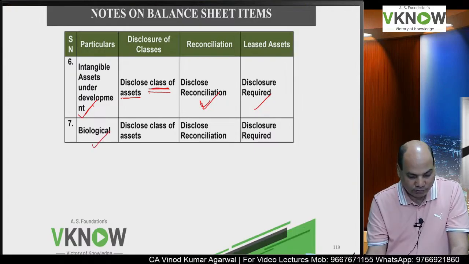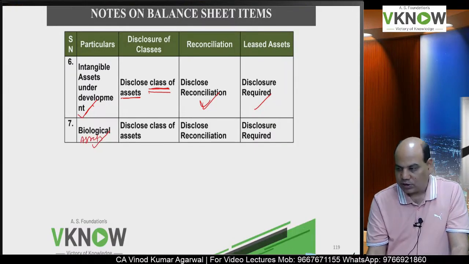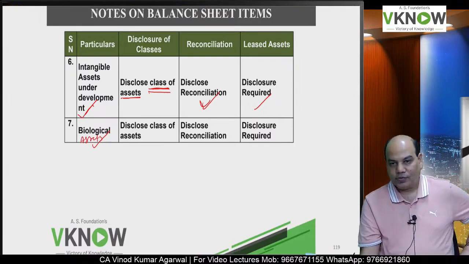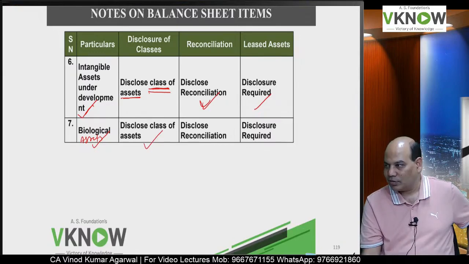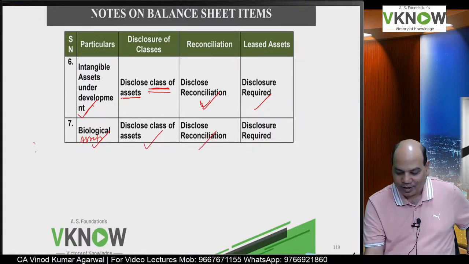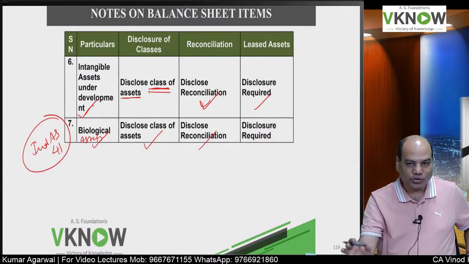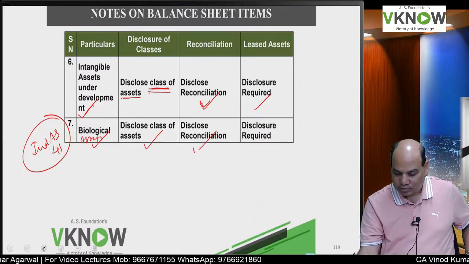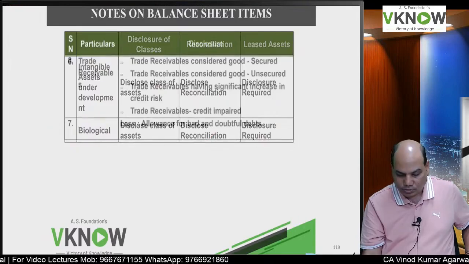Biological asset, write down biological assets like animals and plants. You have to disclose again the class of asset, how many sheep, goat, cow, elephant, horses. Okay. Then reconciliation, refer to Ind AS 41 for more detailed disclosure requirements. At that time there is one page of disclosure, I will tell you later. And disclosure is required for leased asset also.